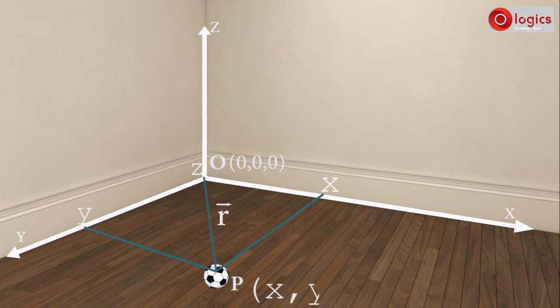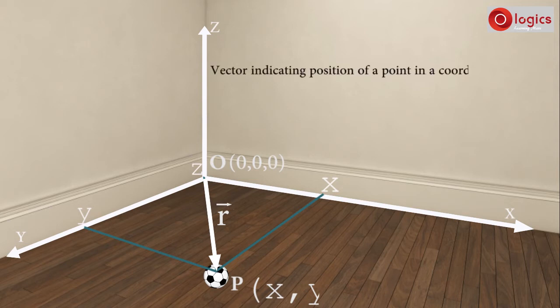Here, this vector indicates position of a point, that is P of x, y, z, in this coordinate system. Therefore, position is referred as a vector that indicates the position of a point in a coordinate system. This is the position vector, r bar.